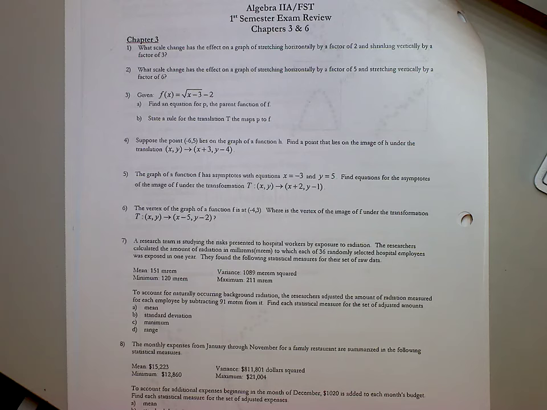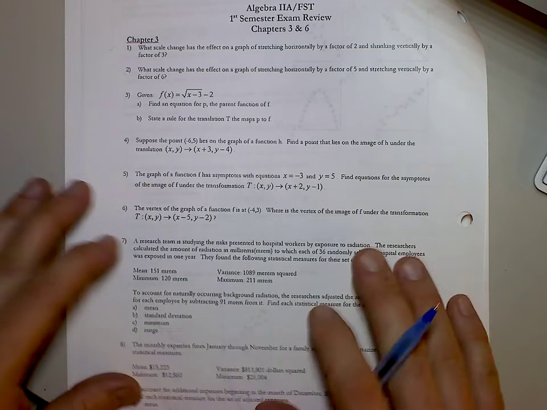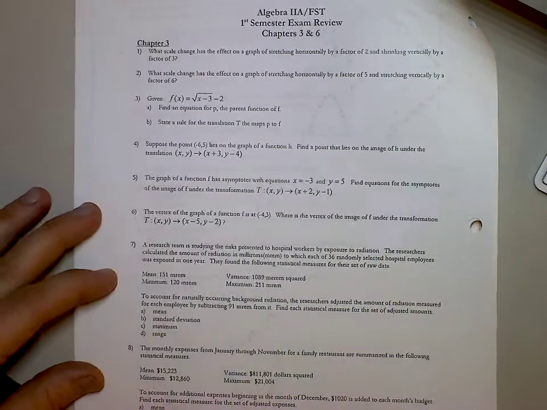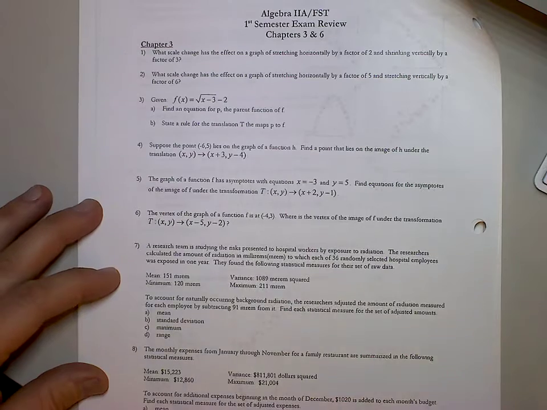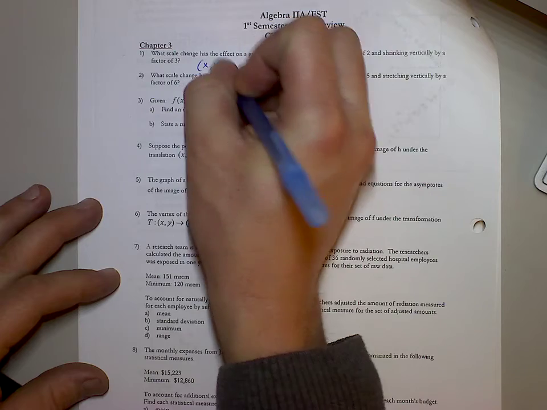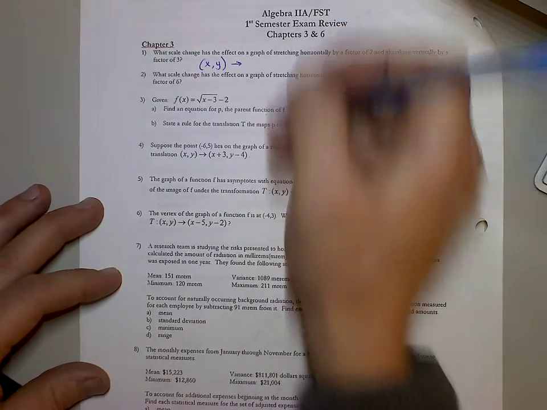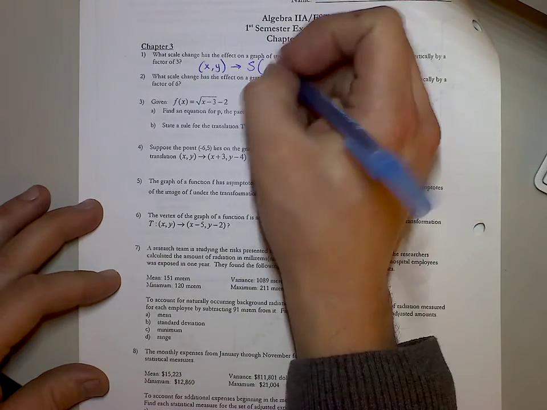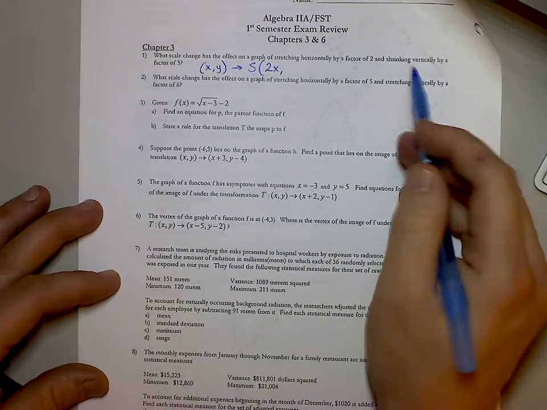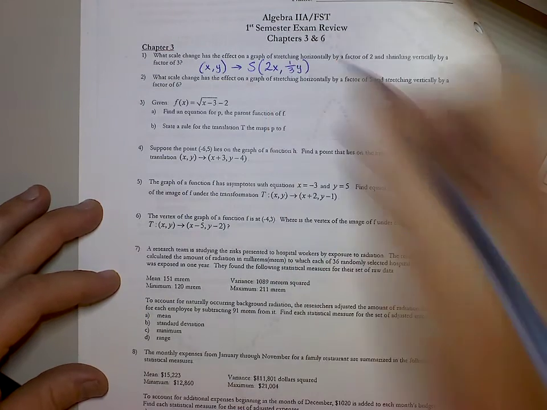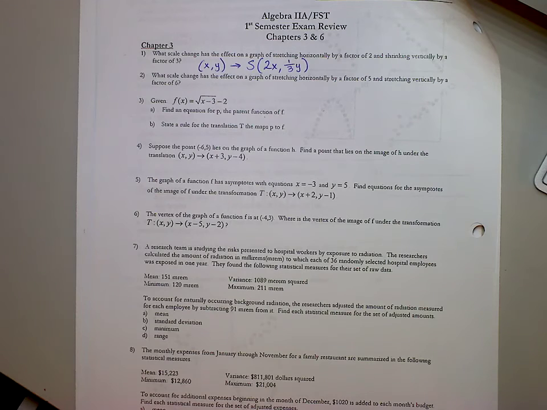Alright, this is the Chapter 3 review packet, Algebra 2. Number 1, the scale change has the effect on a graph of stretching horizontally by a factor of 2 and shrinking vertically by a factor of 3. We want to write a rule. Well, we always write rules with x comma y, arrow. Since this is a scale change, we use S. If you're stretching horizontally by a factor of 2, it becomes 2x, and shrinking vertically by a factor of 3, it's going to become 1/3 times y, or y divided by 3. There's your rule for number 1.